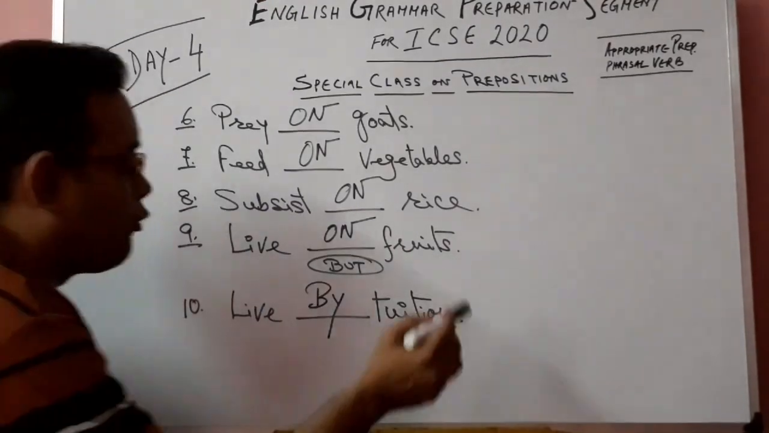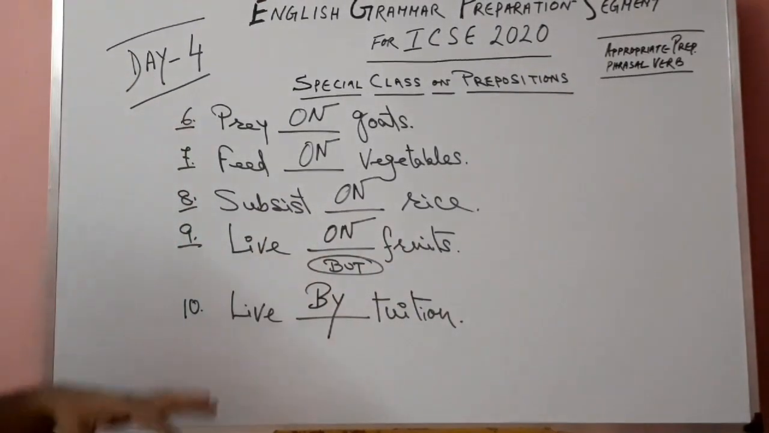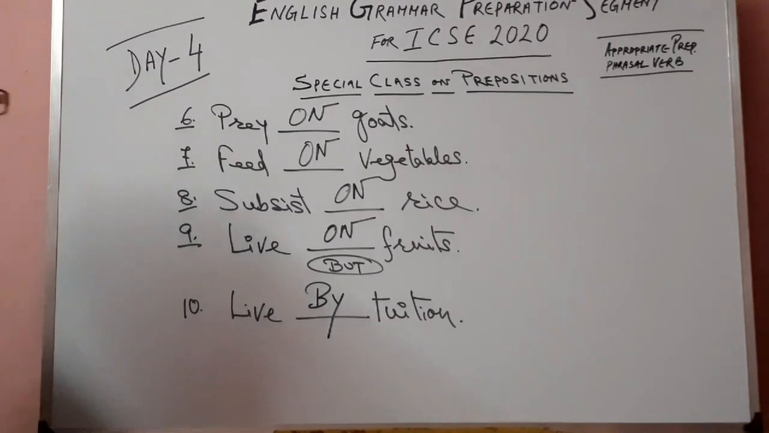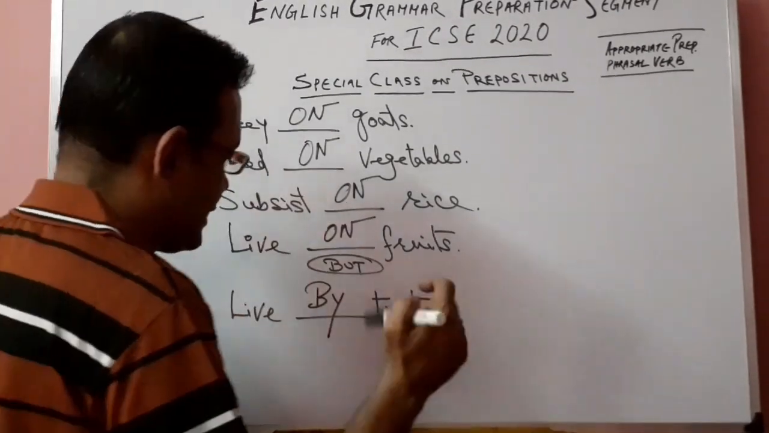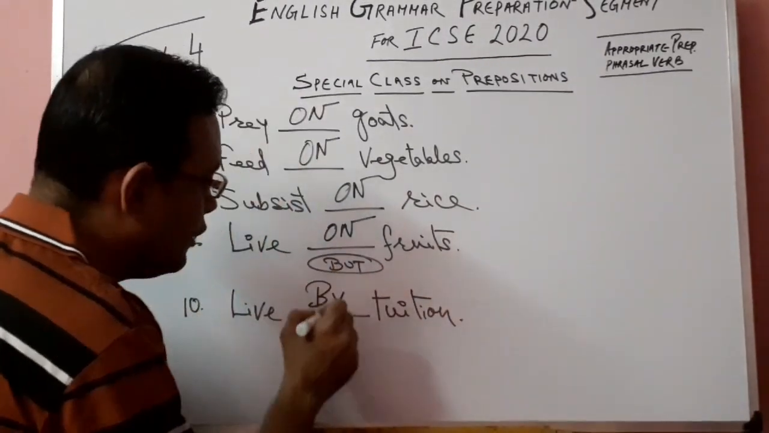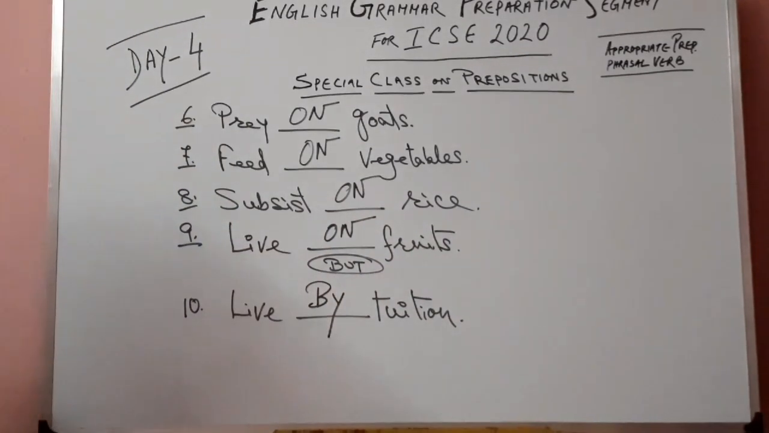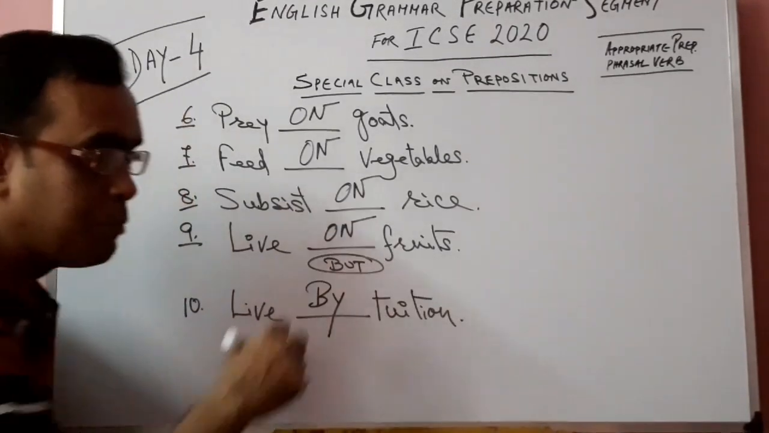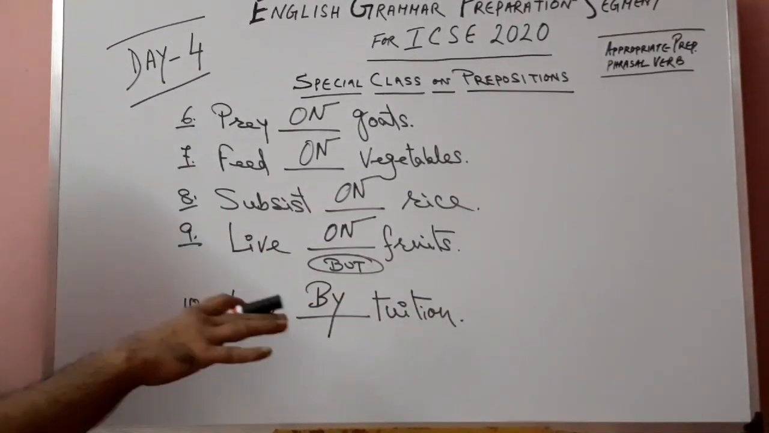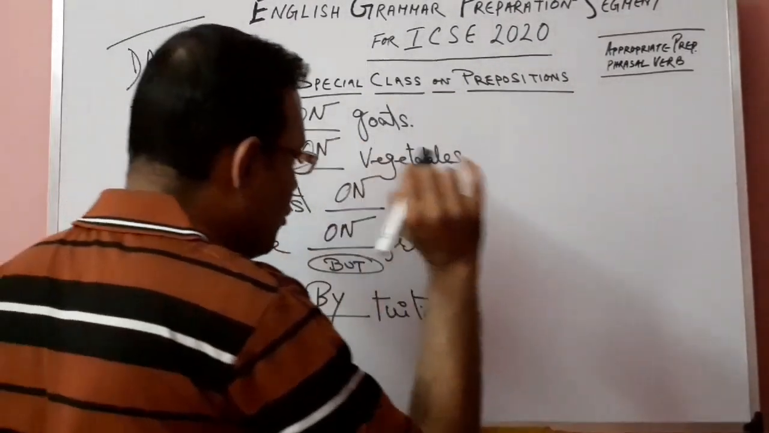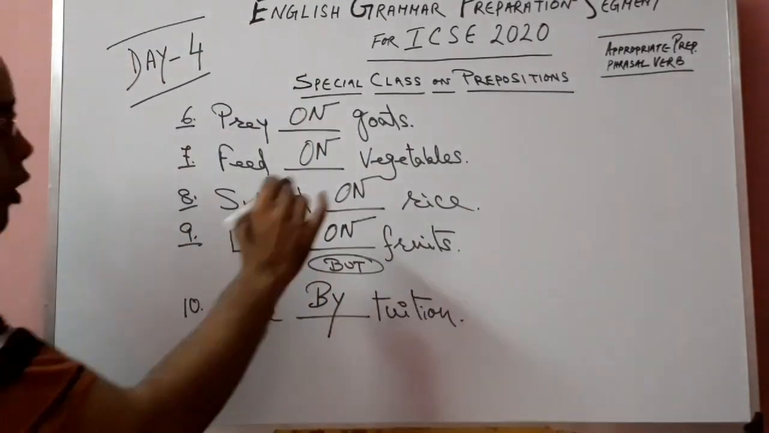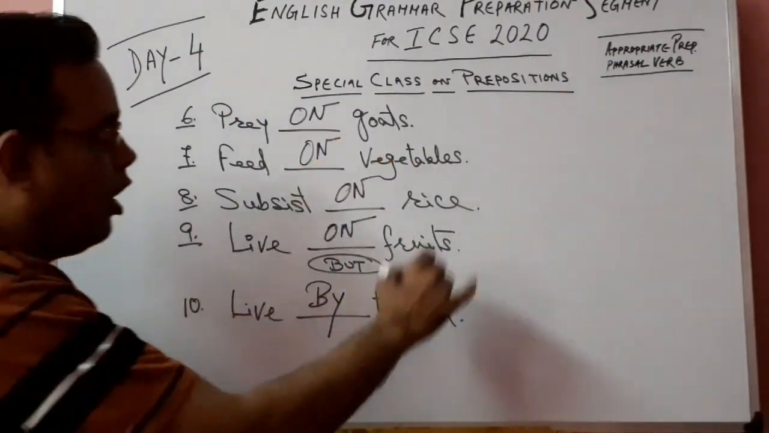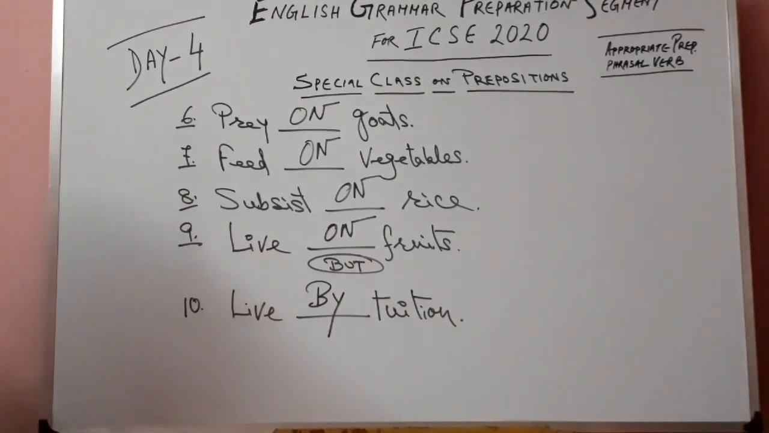So this is a profession. In the case of a profession, for which we are living our life, in that case we have to use by. Live by tuition. Live by teaching. Live by playing. That means playing is a profession. But live on fruits, live on fish, live on meat.